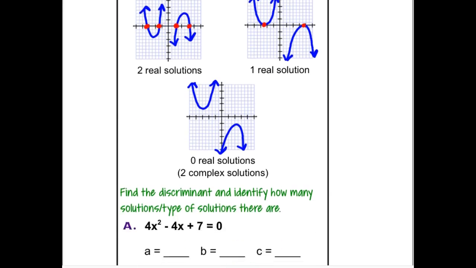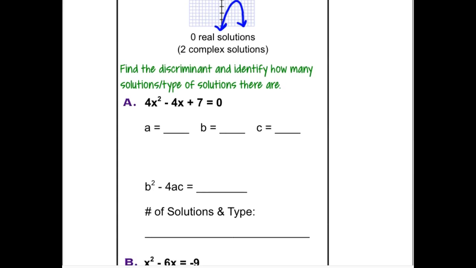So let's talk examples. If I need to find the discriminant and then identify how many solutions or what type of solutions there are, the first thing I need to do is identify my a, b, and c like I do when I do the quadratic formula. In this case, a is 4, b is negative 4, and c is 7. So when I find b squared minus 4ac, that's negative 4 squared minus 4 times a times c.